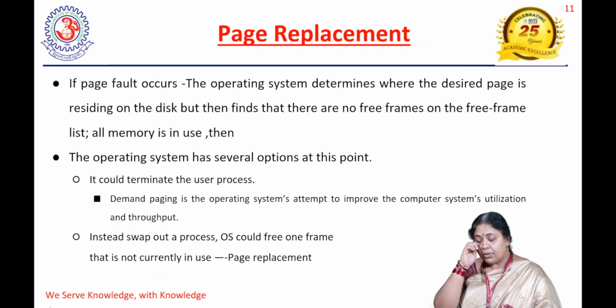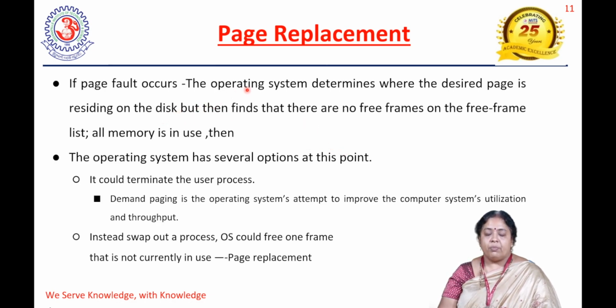Now we talk about page replacement. If a page fault occurs, what happens? The operating system determines where the desired page is residing on the disk, and then it has to allocate that page into a free frame. But if there are no free frames available, there are several options. One thing the operating system can do is terminate the user process. Terminating the user process means whatever execution we have done has to be taken back.